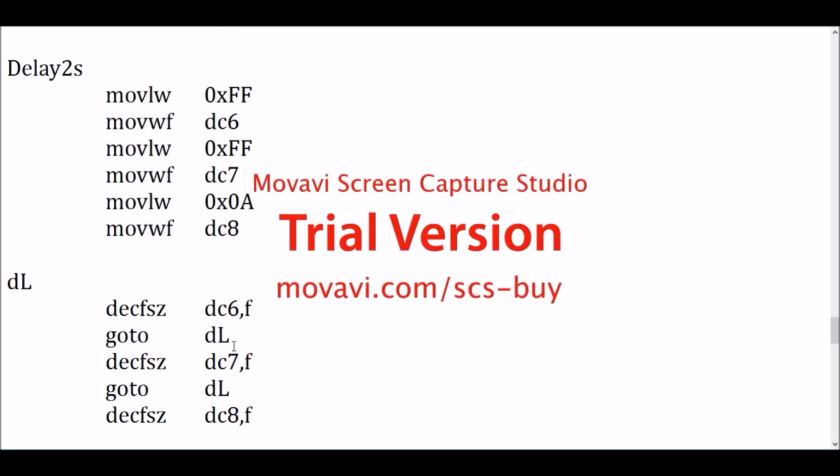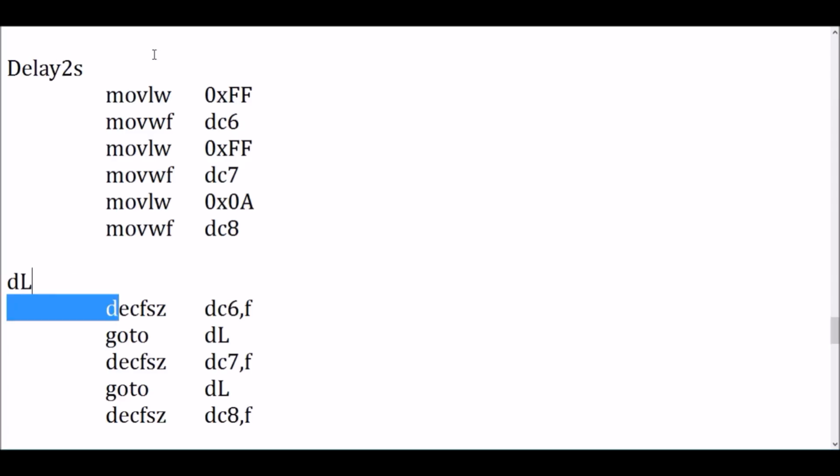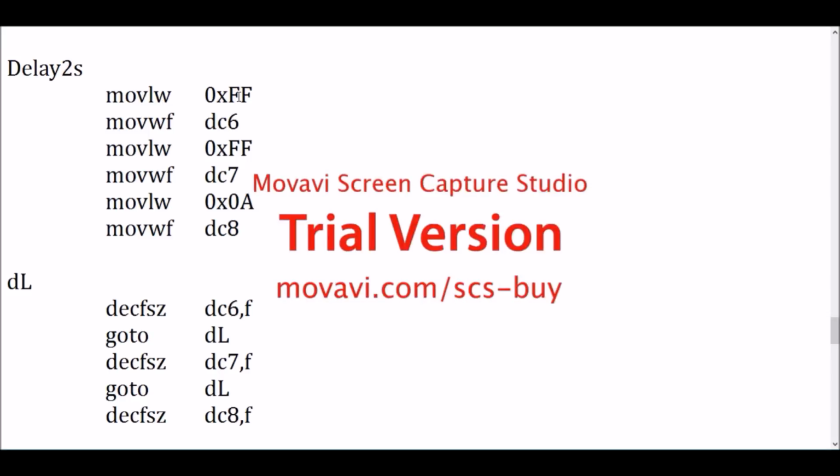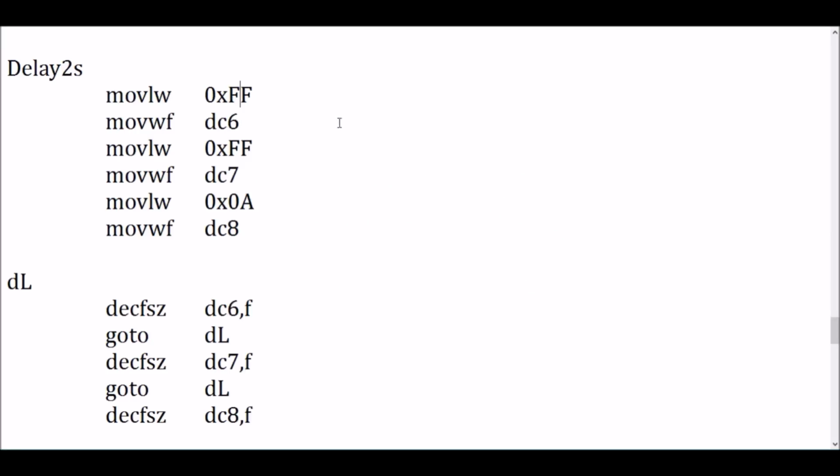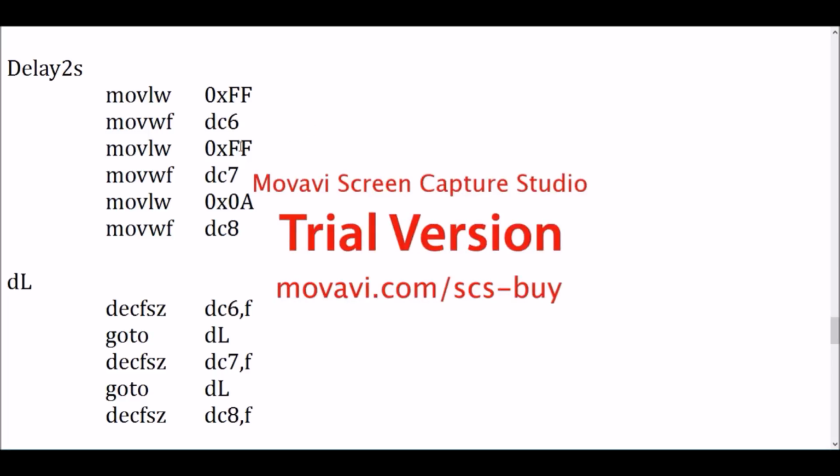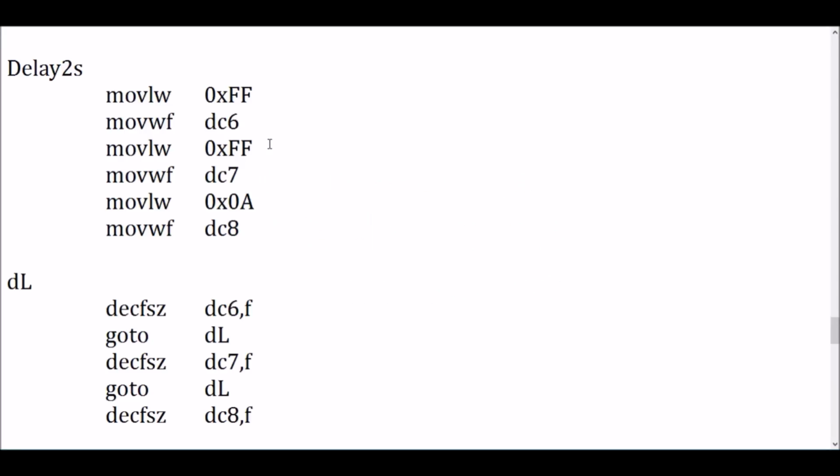For delay 2 seconds, we put FF to W accumulator, which prepares the FF data. Now it will write the contents of the W register 1111 1111 into DC6 memory address. Now we put FF to W accumulator so that the FF data is prepared. Then it will write the contents of the W register 1111 1111 into DC7 memory address.